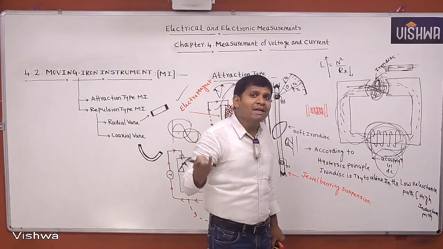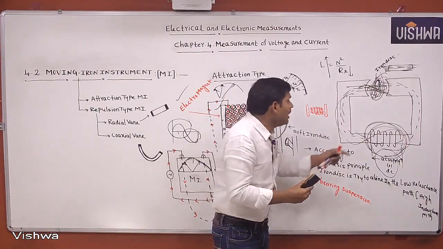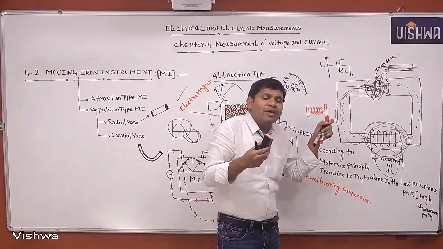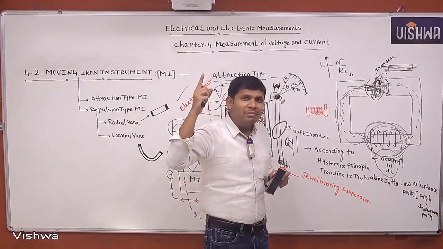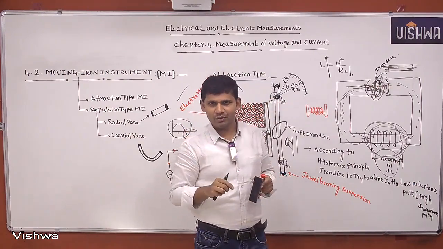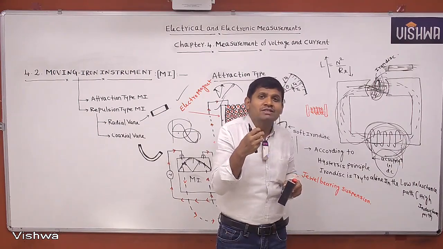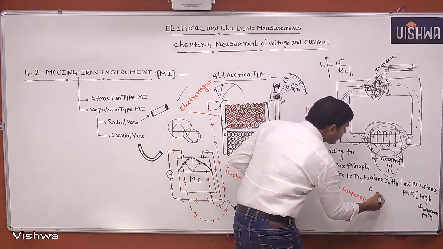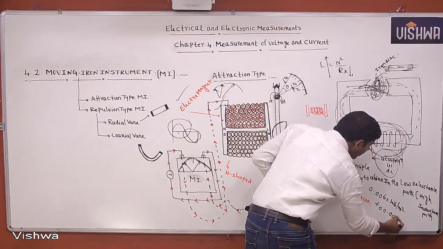Why is a very weak magnetic field possible in the case of a moving iron instrument? Because of using the air core electromagnet. Once we use an air core electromagnet, a very weak magnetic field is produced as compared to a PMMC instrument. In the case of a PMMC instrument, what was the range of flux density I told? 0.1 Weber per meter square to 1 Weber per meter square. But in the case of a moving iron instrument, the magnetic flux density is 0.0062 Weber per meter square to 0.0075 Weber per meter square, which is a very, very weak magnetic field.